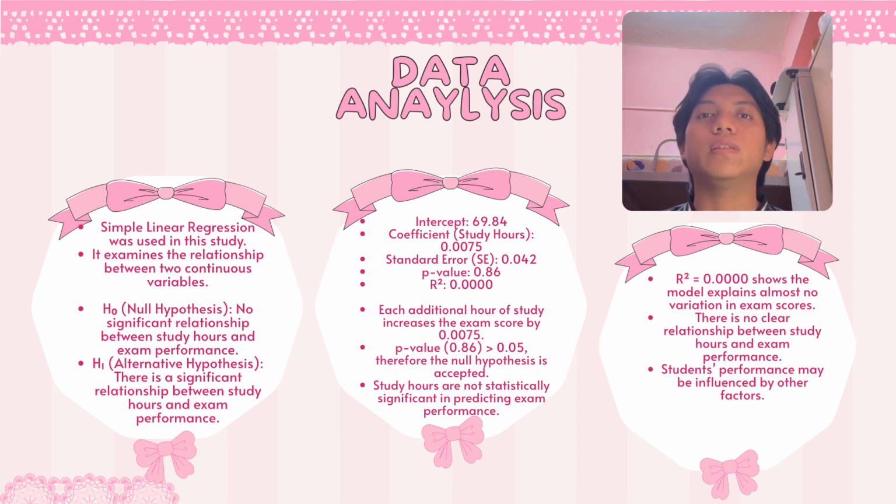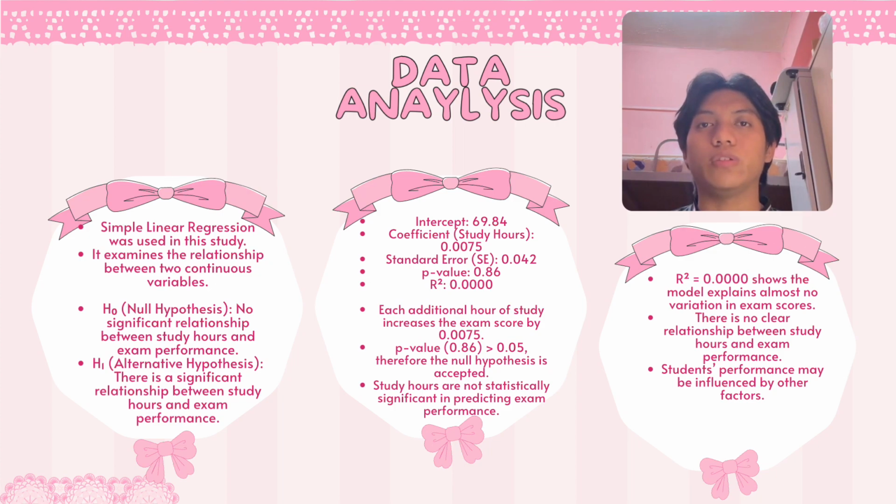The coefficient of 0.075 indicates that each additional hour of study will increase the exam score by 0.075. However, the p-value of 0.6 is higher than the significance level of 0.05. Therefore, the null hypothesis is accepted. It means that study hours are not statistically significant in predicting students' exam performance.